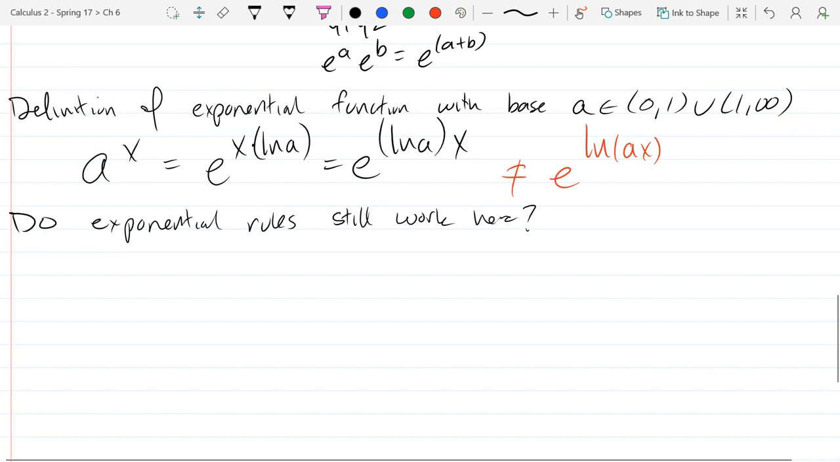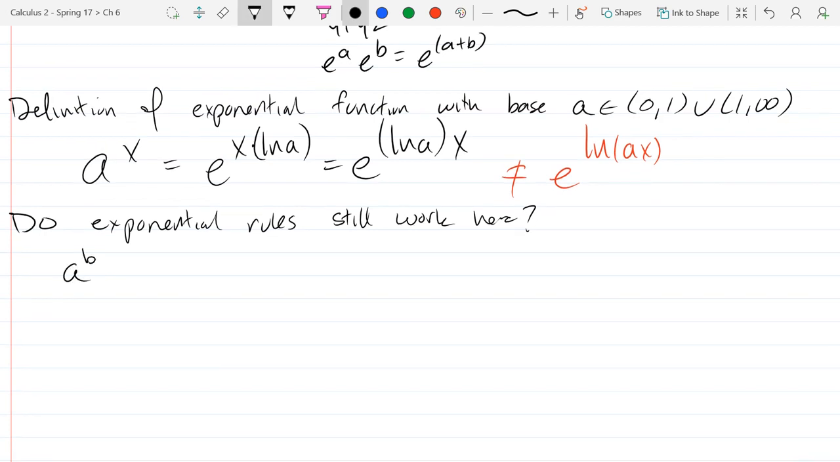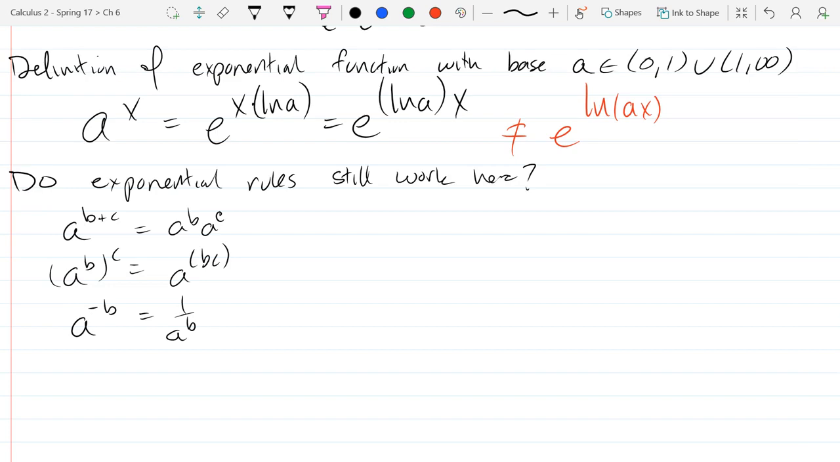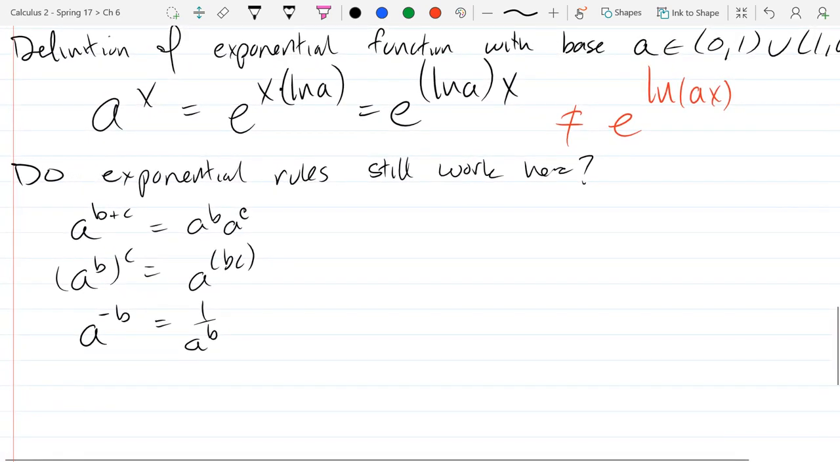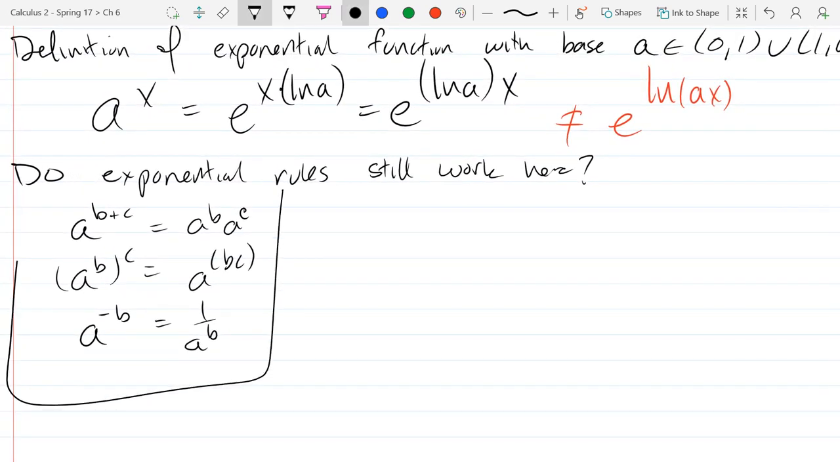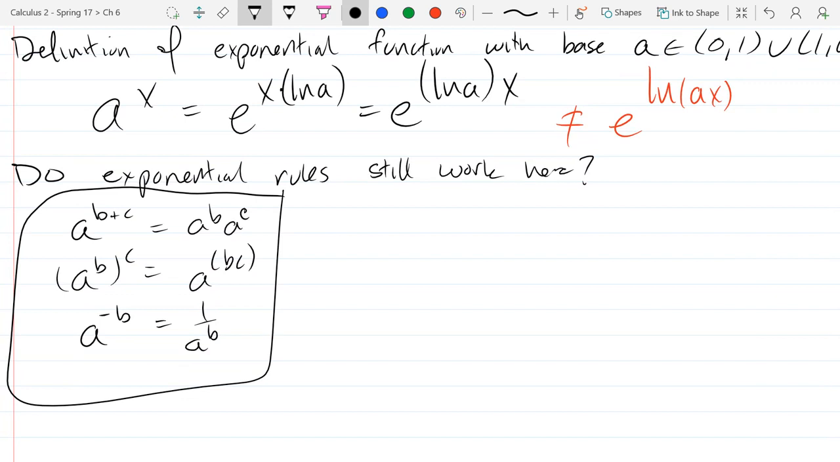So do exponential rules still work here? We have a to the b plus c, a to the b times a to the c, a to the b to the c power, a to the bc, and the reciprocal power. All right, let's try the first one. The answer is yes, they still work here, but let's just prove the first one real quickly.